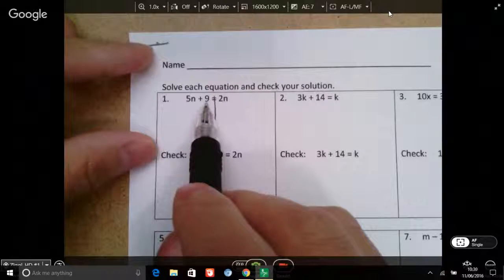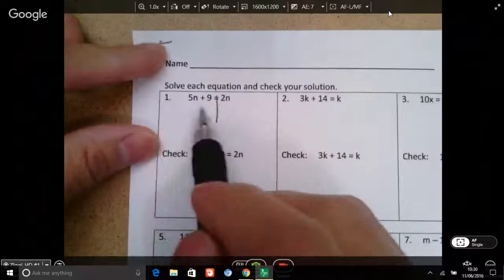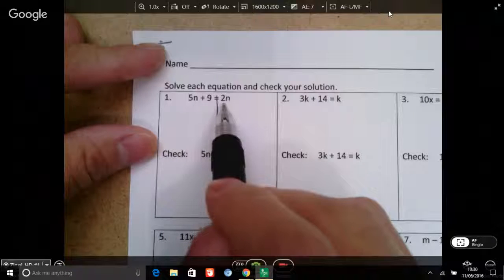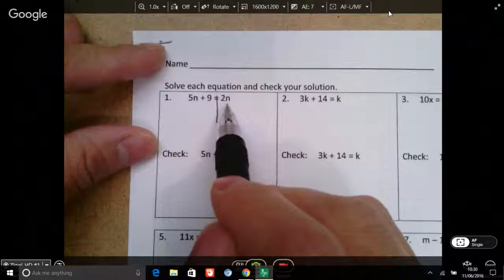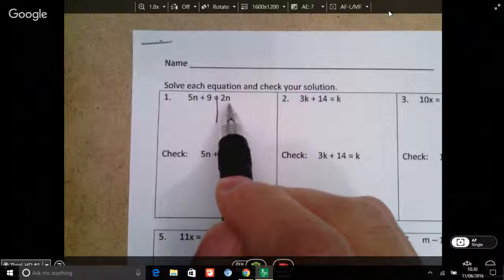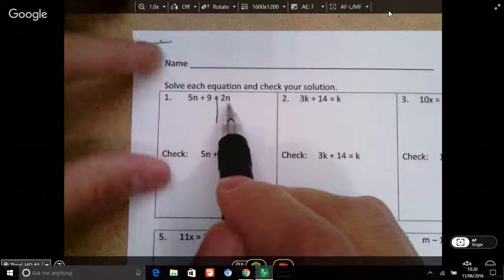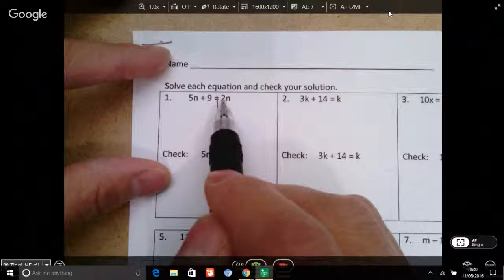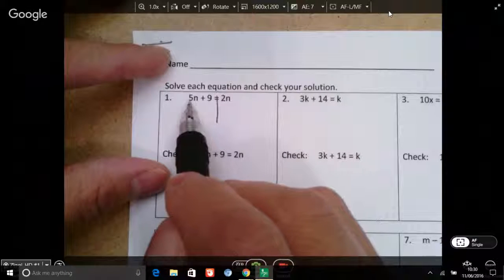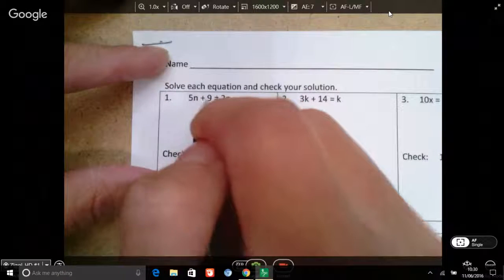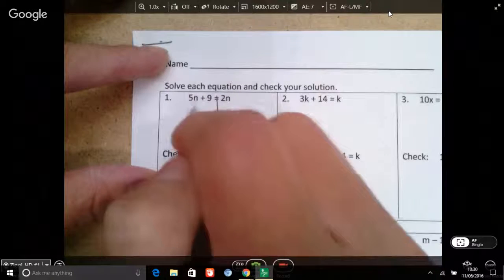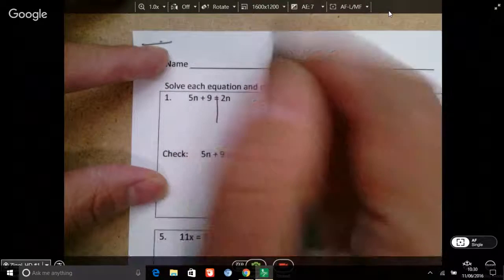So when you see something like this, realize if you move the 2n over to this side, there will be nothing left on the right side. You could solve it like that, but generally we don't want to do that. What we want to do is move this 5n over to the other side. There's a 9 here, and I still have something on both sides of the equal sign. I don't want to move this 2n because if I move it over here, there'll be nothing left over here. So the 5n I'm going to move.